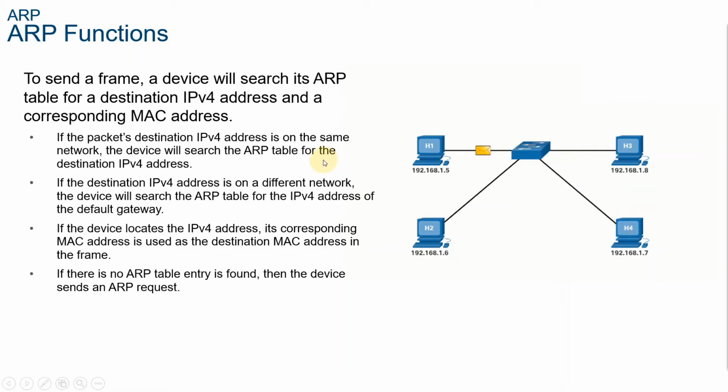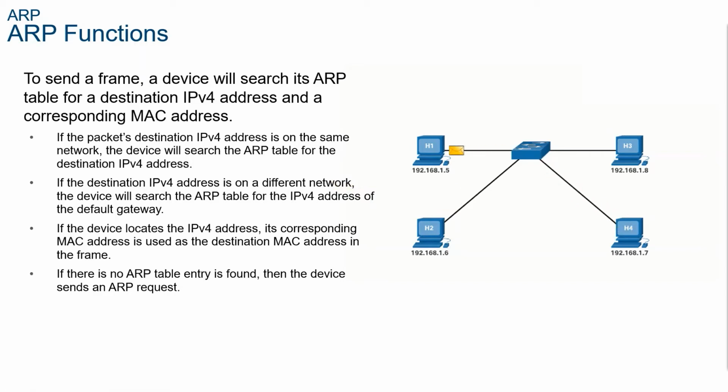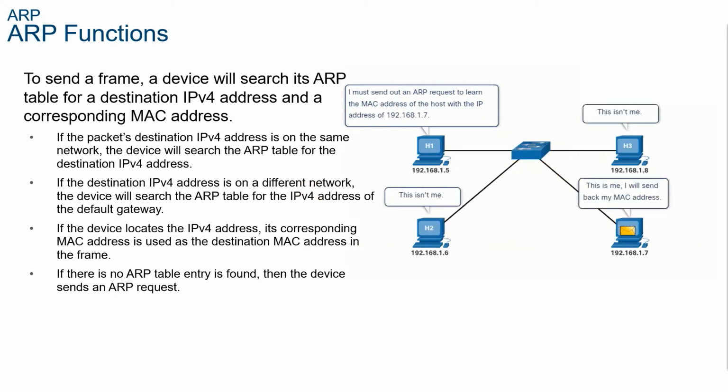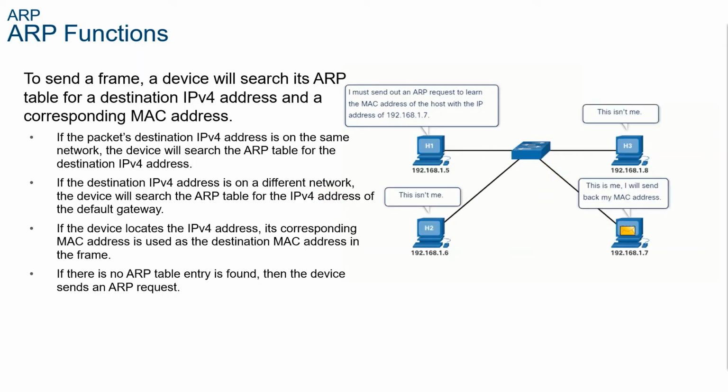Each entry or row in the ARP table binds an IPv4 address with a MAC address. We call the relationship between the two values a map. Now, this simply means that you can locate an IPv4 address in the table and discover the corresponding MAC address. The ARP table temporarily saves or caches the mapping for the devices on the LAN. So if the device locates the IPv4 address, the corresponding MAC address is used as the destination MAC address in the frame. If there is no entry found, then the device sends an ARP request.